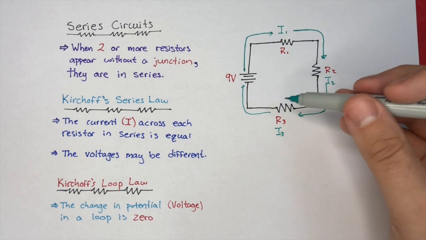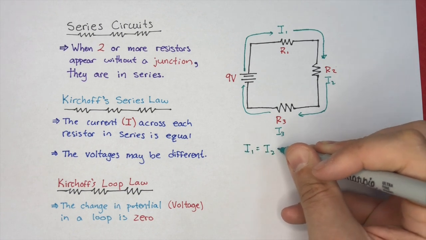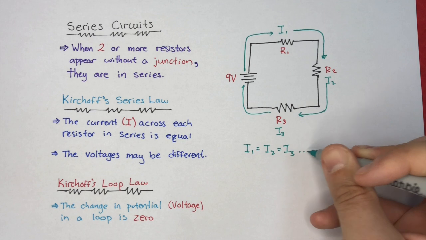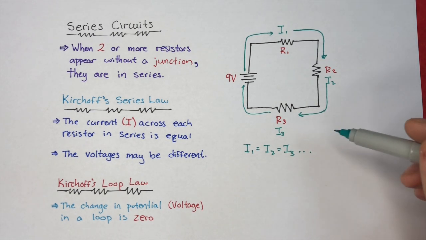Now, the great thing about Kirchhoff's series law is it states this. It states that I1 is equal to I2 is equal to I3, and this goes on forever depending on how many resistors are in the series circuit.